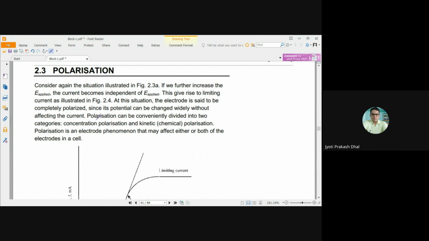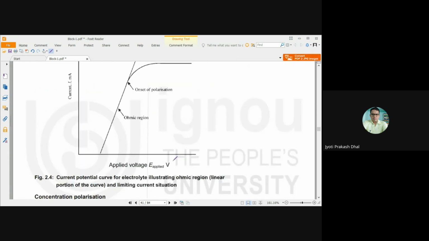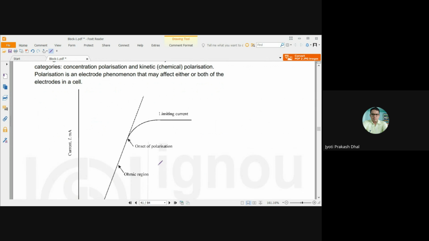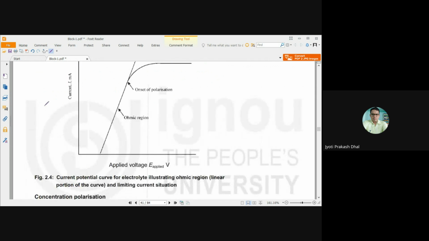How will polarization occur when the applied voltage is increased? Consider again the situation we discussed in the above figure. If we further increase the value of the applied voltage, the current becomes independent of the E applied. This gives rise to the limiting current, as shown in figure 2.4. You can see this is the applied voltage versus current.